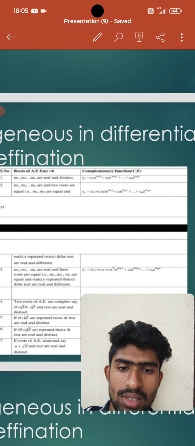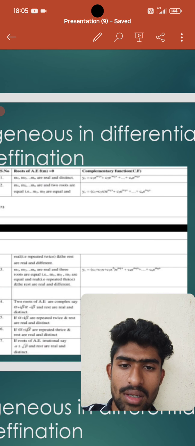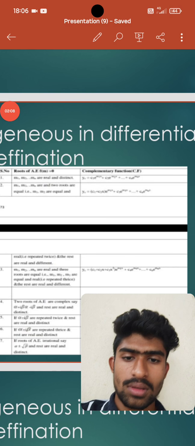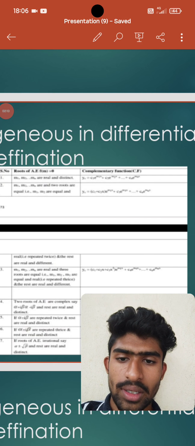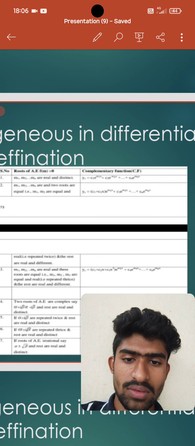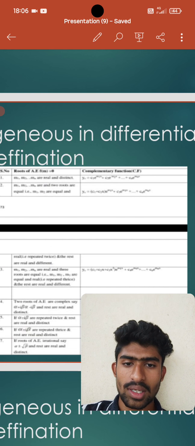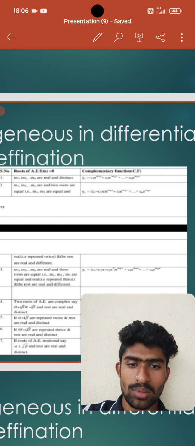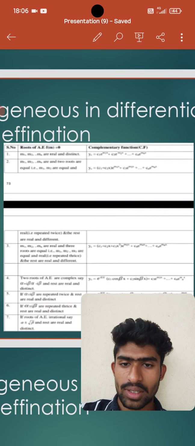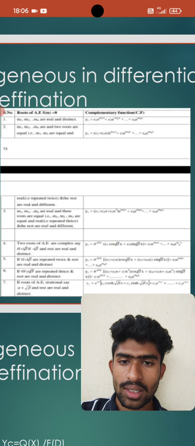When the roots are real and distinct, y equals yc, the complementary function, thus yc equals c1 e power m1x plus c2 e power m2x and so on, where m1, m2, m3 up to mn are the roots of the given equation, and the roots are real.